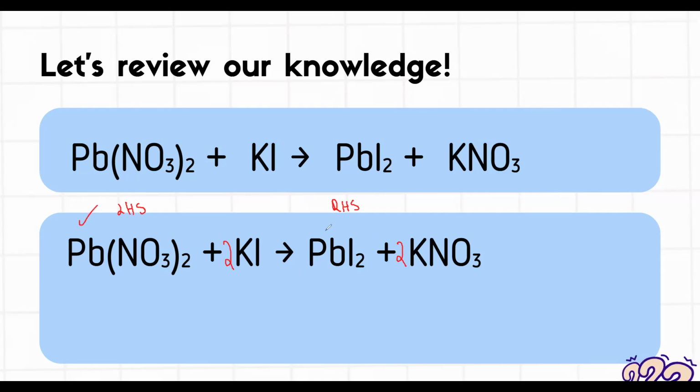And now let's see if our equation is balanced. There's one lead. There are NO3 2 times, NO3 2 times, 2 potassiums, and the iodine is already balanced because in the right hand side there is already 2 as a subscript number and we balanced it on the left hand side as well. So PbNO3 plus 2KI gives you PbI2 plus 2KNO3. That is the final balanced equation.